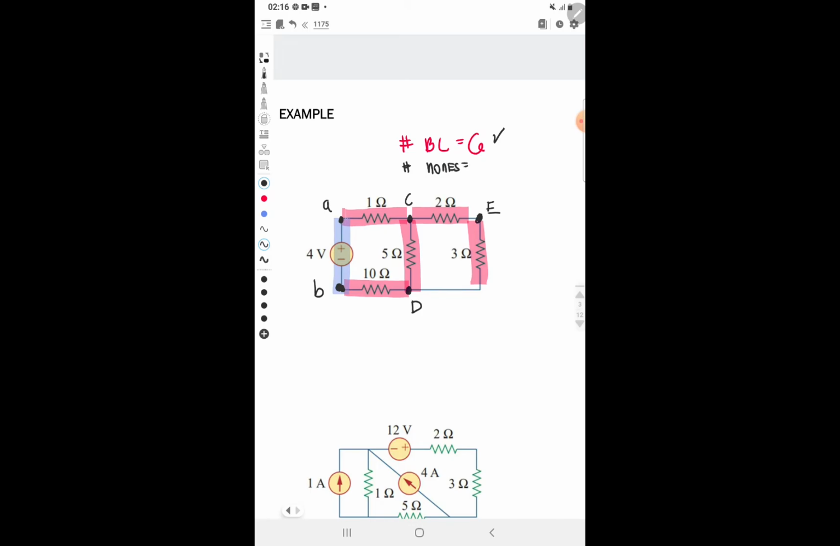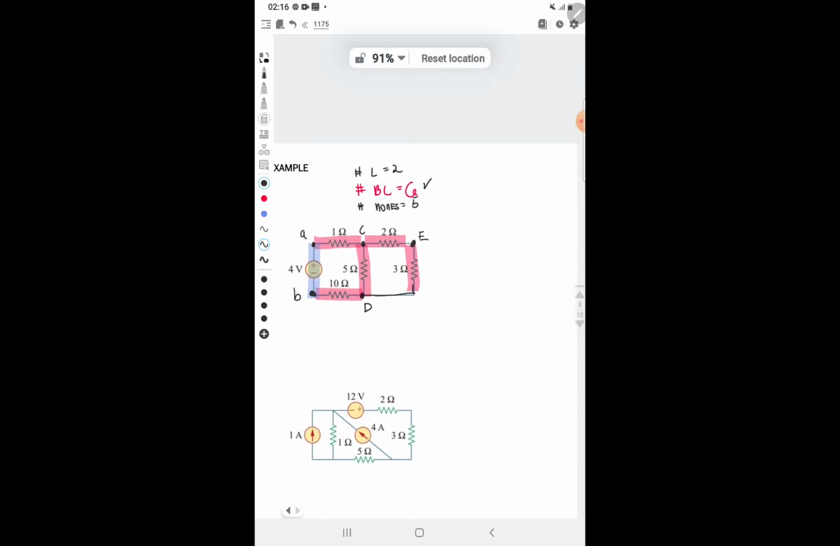We have 1, 2, 3, 4, 5. So from here, kasi itong E na to papunta na siya dito. Okay, and then of course the number of loops is equal to 2. Let's check it with our formula, which is B is equal to N plus L minus 1.